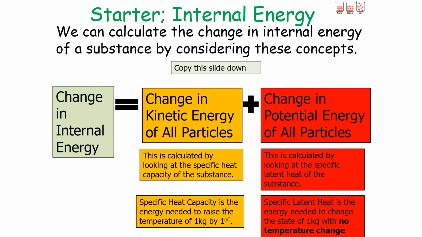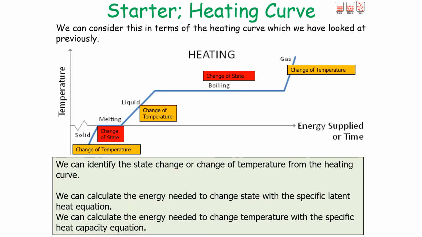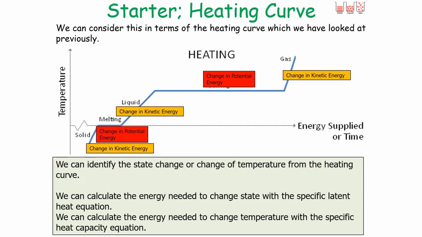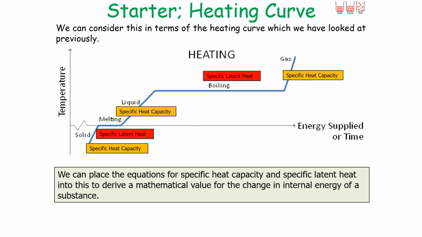of the substance. So, to understand this, we need to know that the specific heat capacity is the energy needed to raise the temperature of 1 kilogram of a substance by 1 degree Celsius, whilst the specific latent heat is the energy needed to change the state of 1 kilogram with no temperature change. So, we know the change of temperature occurs when our line in our heating curve is going upwards, but our change of state is occurring when that line is flat. So it's either a change in kinetic energy store or a change in potential energy store. It's either governed by the specific heat capacity or the specific latent heat.